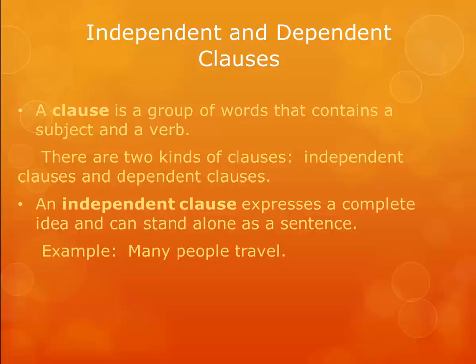And what you see here is a very simple example of that. Many people travel. It has a complete subject and verb. The subject is people. The verb is travel. And the word many just modifies, tells you something about how many people are traveling or will travel. So again, just like in prepositional phrases, you can begin with a very simple sentence and by adding modifiers make that sentence communicate more complex ideas.